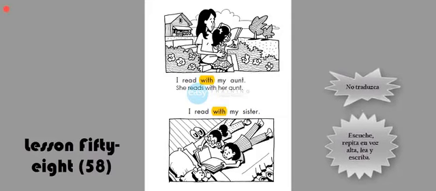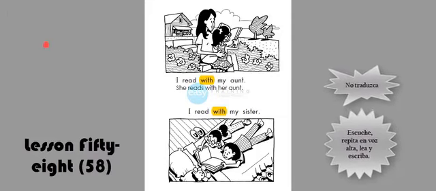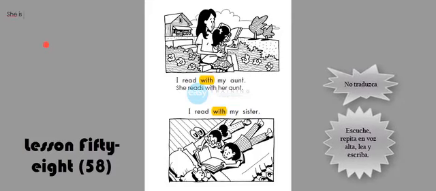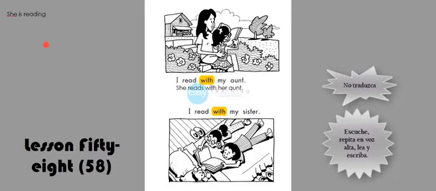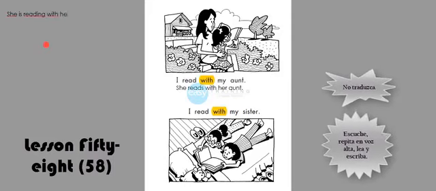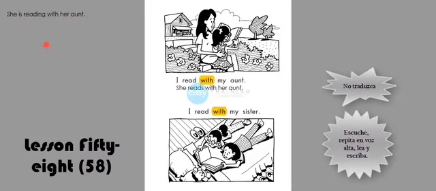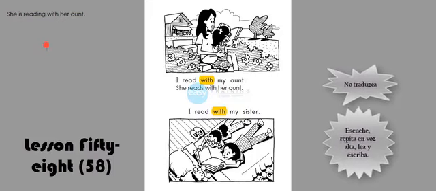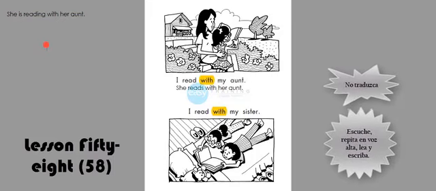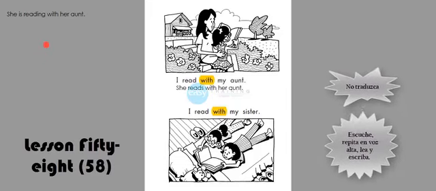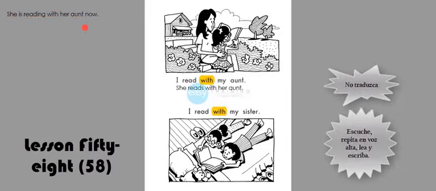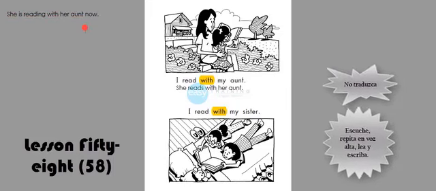I can also say that she is reading with her aunt. She is reading a book with her aunt. Maybe she is reading a story with her aunt. Now, I forgot to write now. She is reading with her aunt now.